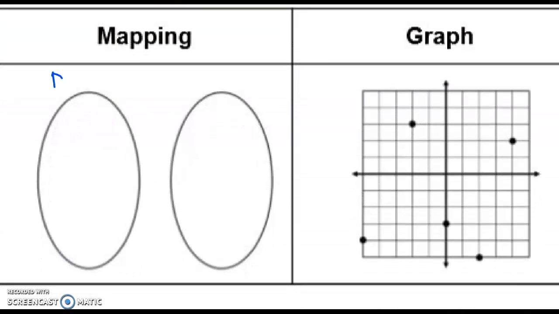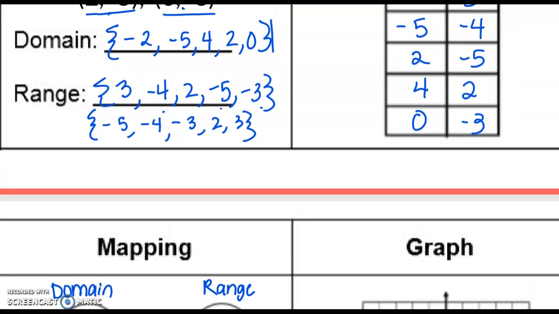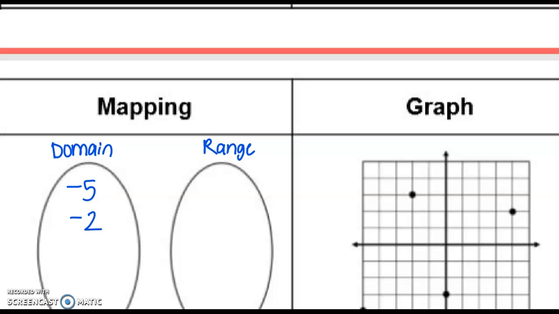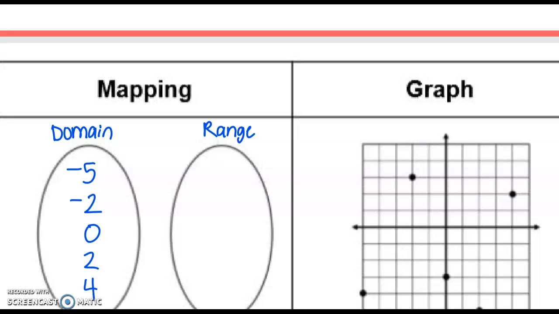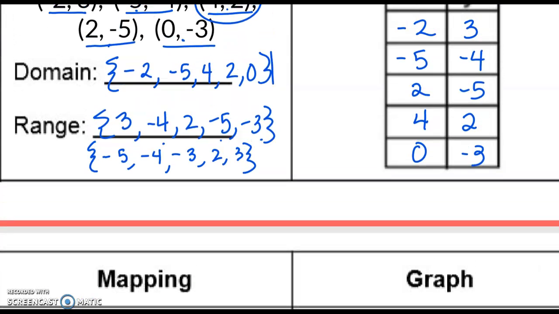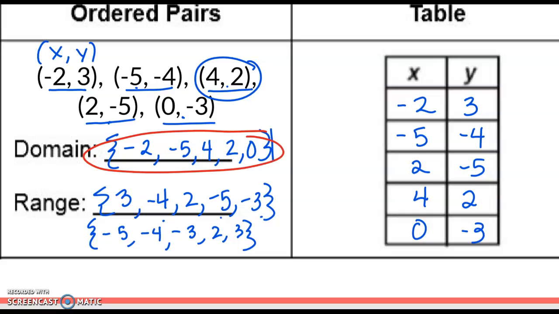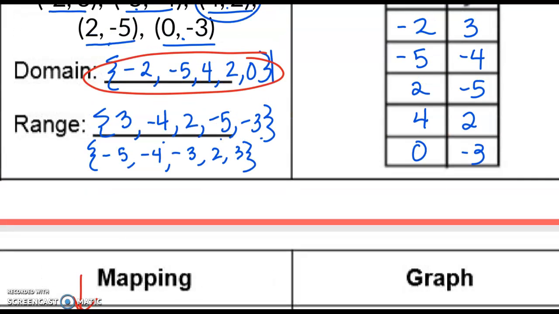All right, now mapping. Remember, with a mapping, we put our domain values, which is our x, and then our range values over here, which is our y. So I need to go back up. And my domain, let's put them in order. I didn't do that, did I? So -5 really should come first for the domain. -5, then -2, then I saw 0, 2, and 4. So this is just taking all of the x values, what I said was the domain, and I put those here. And I just put them in numerical order.